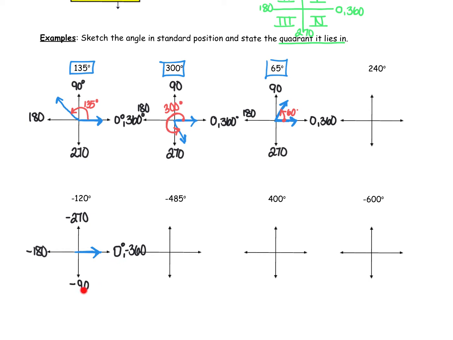So here's 0 to negative 90. Negative 90 to 180, it's probably somewhere down here. So we'll say here was my terminal side. Now this is why the directional arrow is so important. I started here at my initial, and this time I went down and around. So that is negative 120.